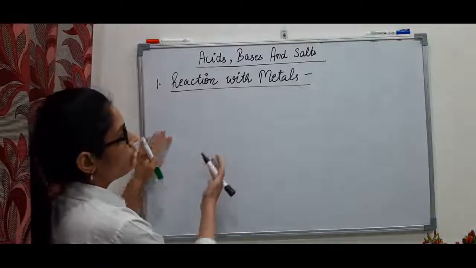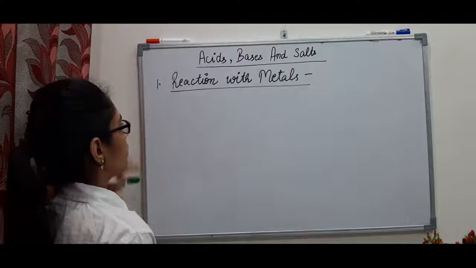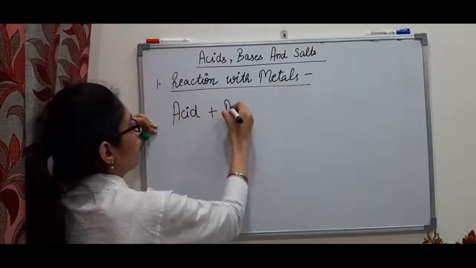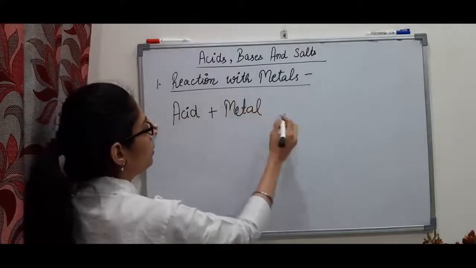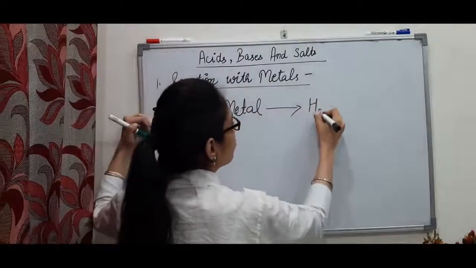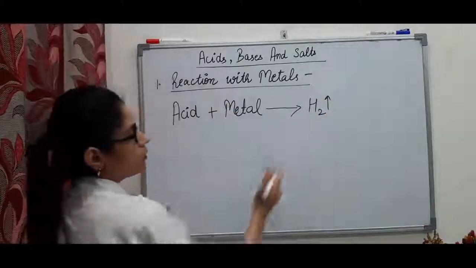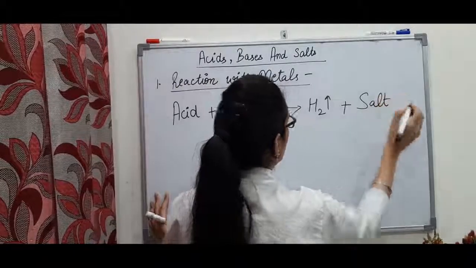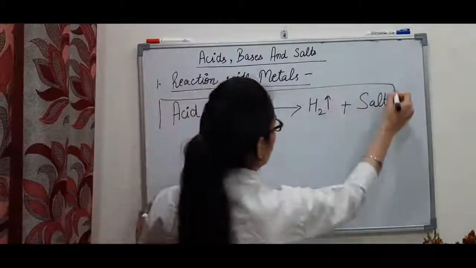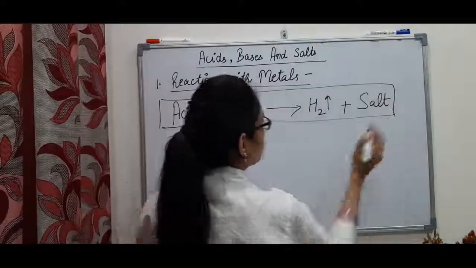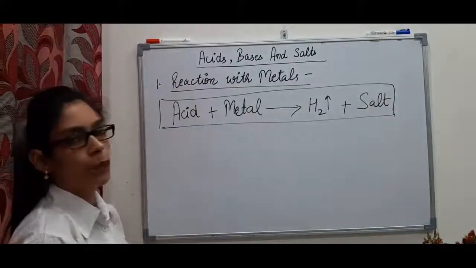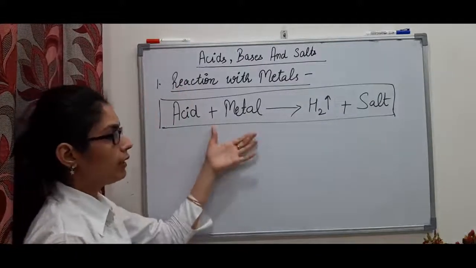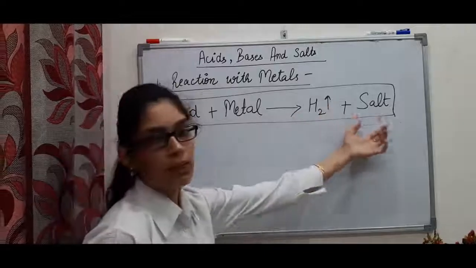So let's write the general form of this chemical reaction. When acid reacts with metal, I can write it in this way: acid plus metal gives us hydrogen gas, and the arrow mark is used to represent the gaseous state, plus salt of that metal. This equation represents the general form of this chemical reaction. When acids react with metals, they give us hydrogen gas plus salt of that metal.